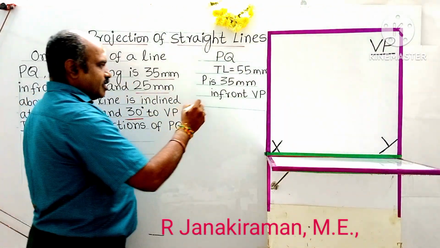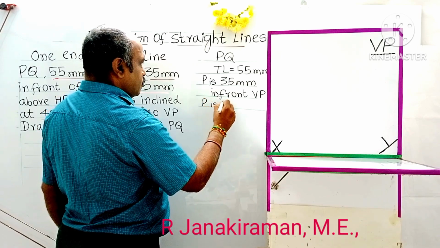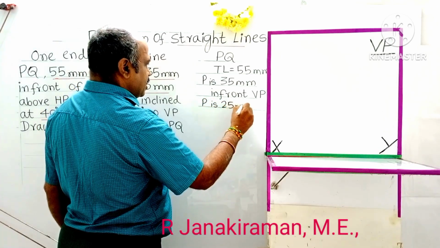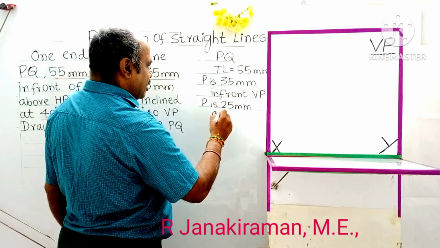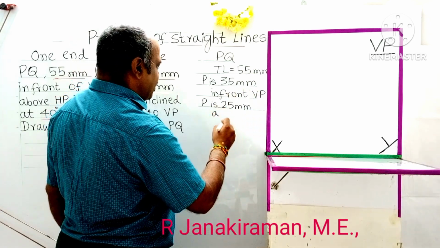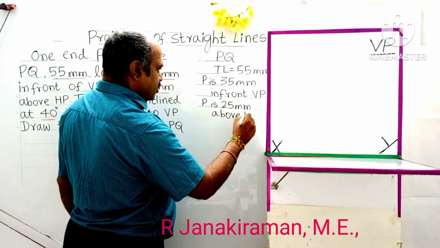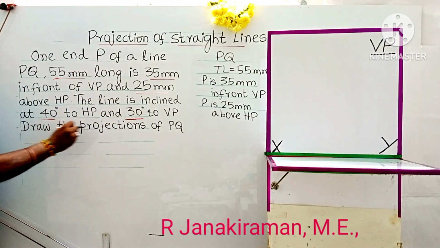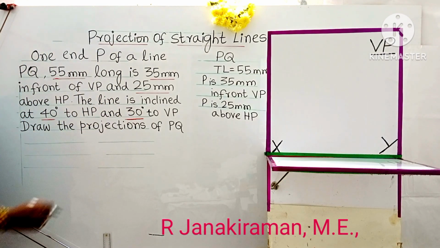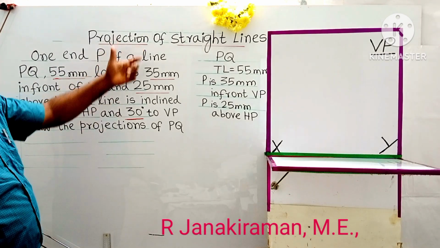Same point P. P is 25 mm above HP. Above HP means that will come above the XY line, based on the previous video lectures, where it was explained. Draw its projections means final front view and final top view of the line PQ. Understand? So these are the data we have noted about the straight line, projection of straight lines.